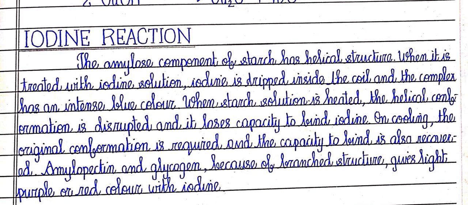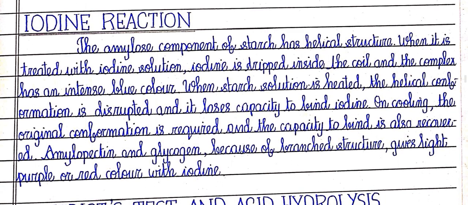Then the iodine reaction. Remember, we are performing tests for polysaccharides, so some new tests are involved in this scheme, like the iodine reaction. The amylose component of starch has a helical structure. When it is treated with iodine solution, iodine is trapped inside the coil and the complex has an intense blue color. When starch solution is heated, the helical conformation is disrupted and it loses its capacity to bind iodine.